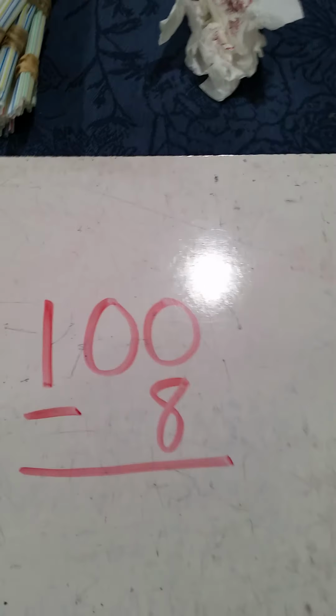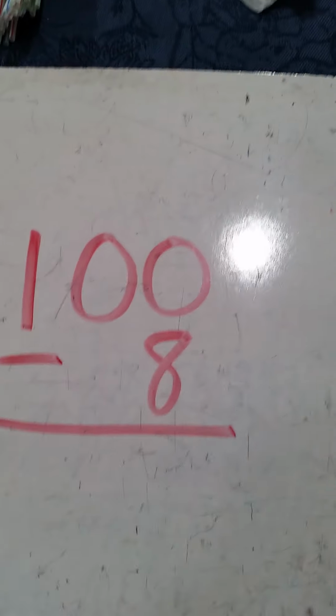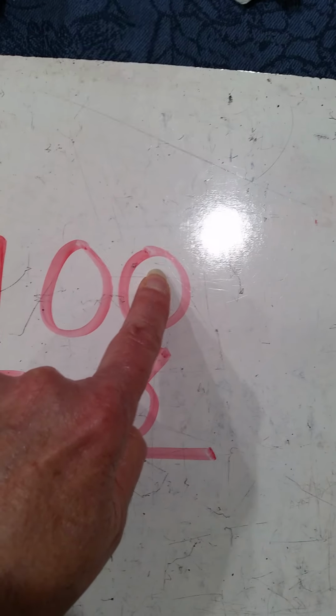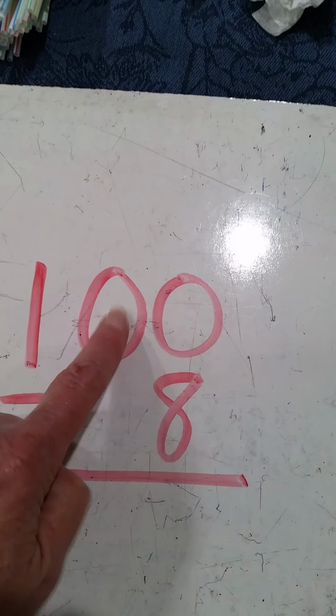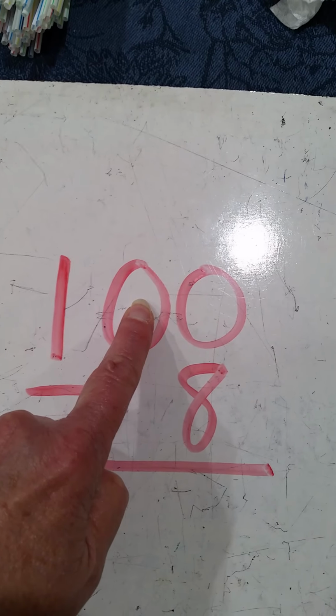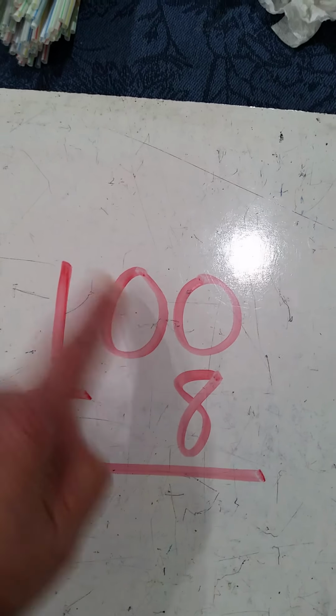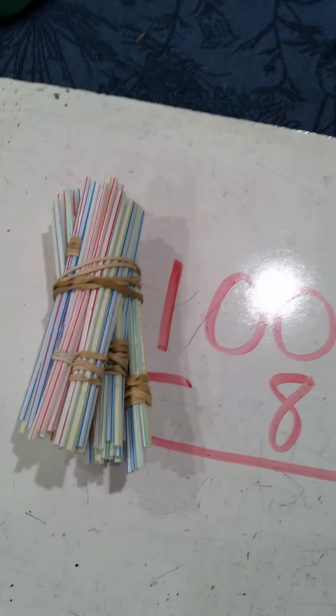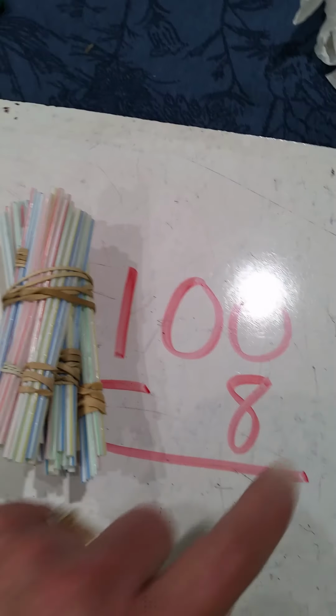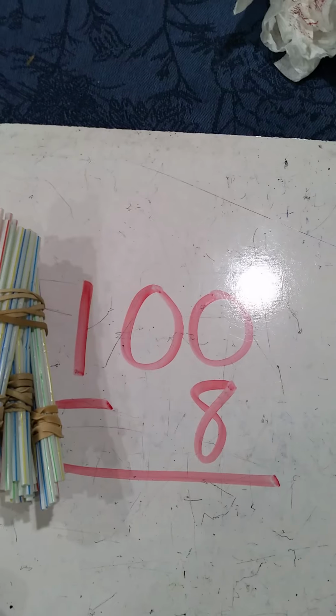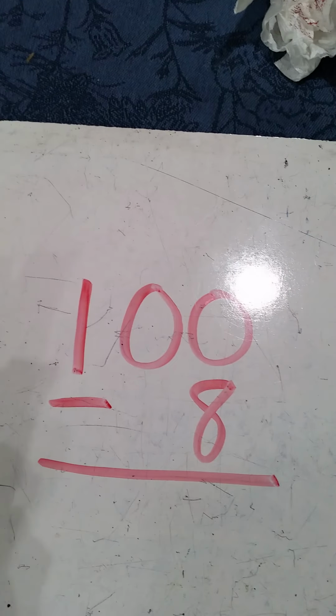Now, what do you do if you have nothing in the ones place, nothing to borrow from in the tens place, and only a group of 100? And you only want to take away 8. You can't just trash the problem. You have to do the problem.